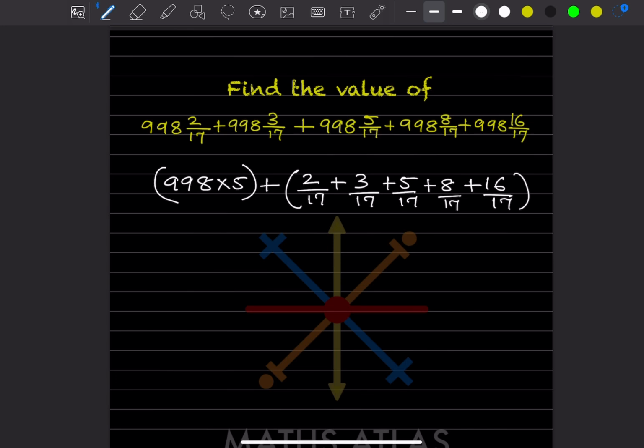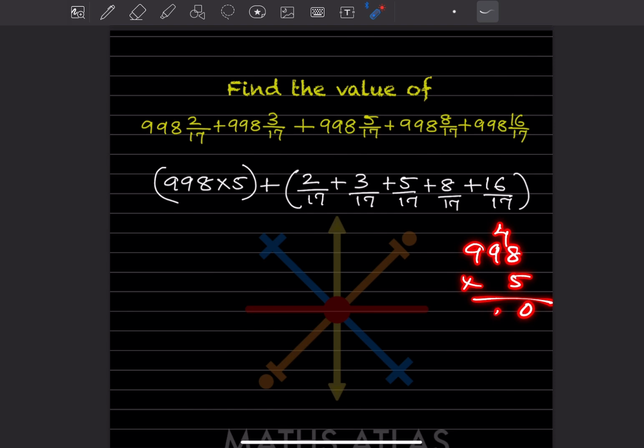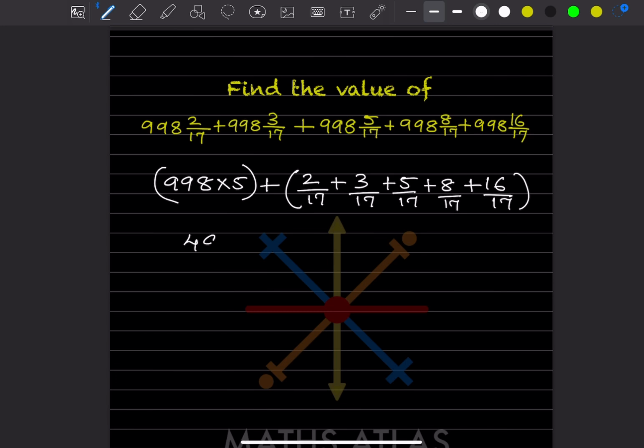So here, what are you going to get here? 998 into 5. So now let us see 998 into 5. So this is going to be 4990. So we'll write here 4990 plus. Now you can see the denominators everywhere is 17. So you can write here 17, you can take it common.